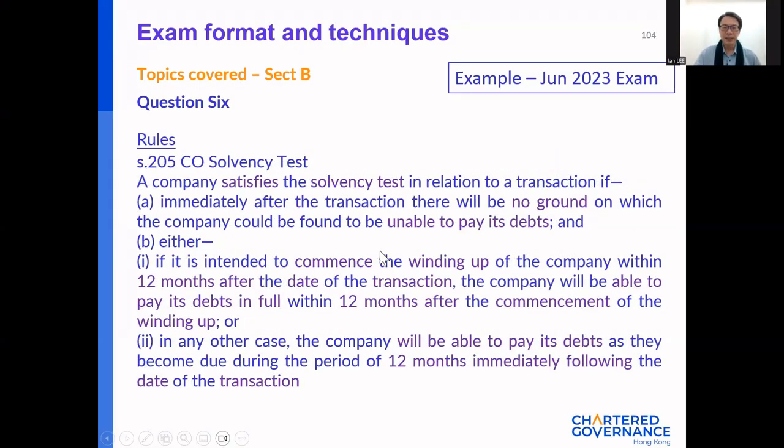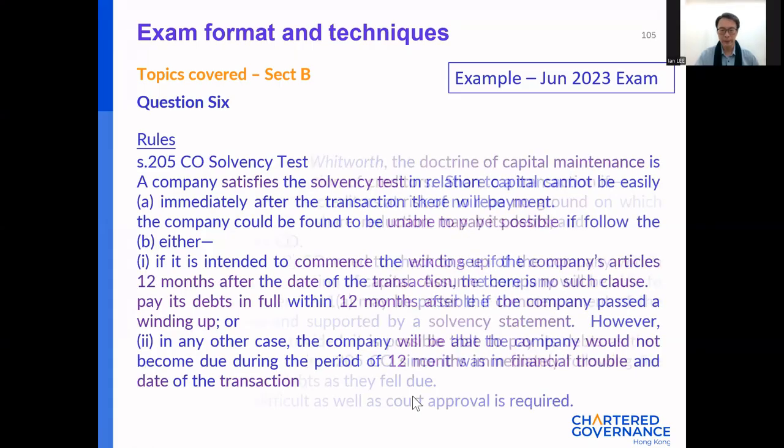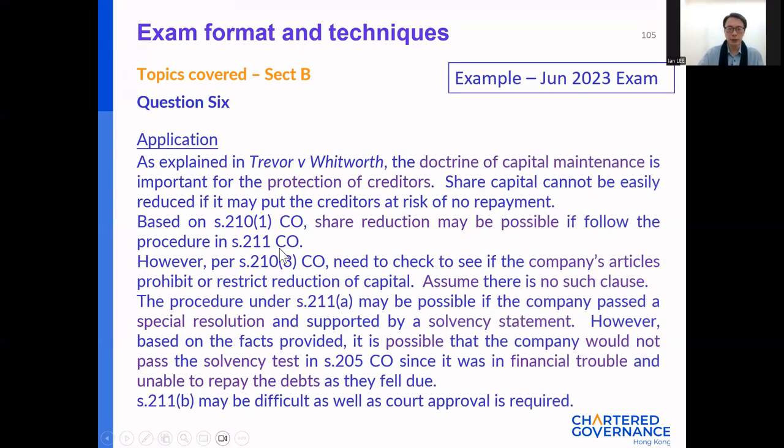The solvency test is that the company can pay its debts, and it can also pay its debts in the upcoming 12 months. So it's forward looking. Now, application. You need the doctrine of capital maintenance basically to protect the creditors. That's why you have to be careful when you do a share reduction. If you decide to proceed under the procedure in 211, you need to check whether the articles have any restriction. Based on the information, there's no such restriction, so we can assume there's no such clause.